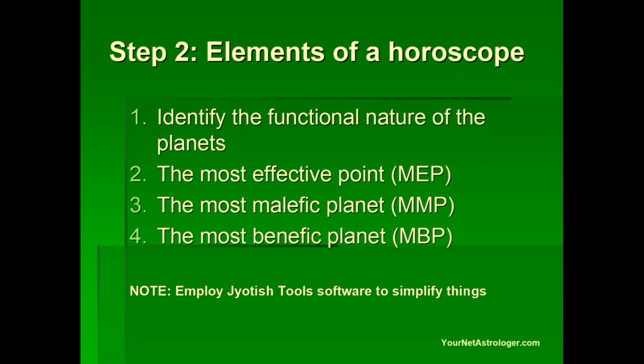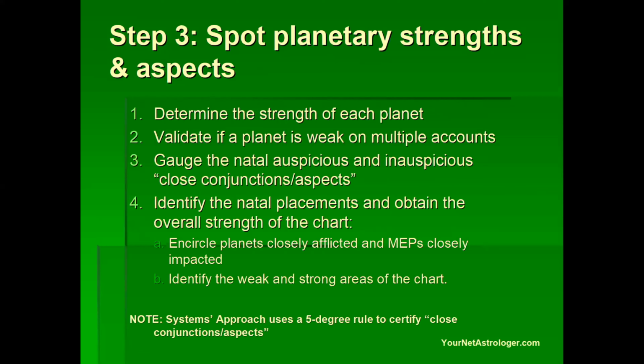Then we identify the most malefic planet, which is either the 8th lord or 12th lord or Ketu, as the case may be in different ascendants, and the most benefic planet, which is either the 4th lord, 2nd lord, 3rd lord, or 9th lord. So if you cast the horoscope properly, these things are very easy and one can identify them in a jiffy.